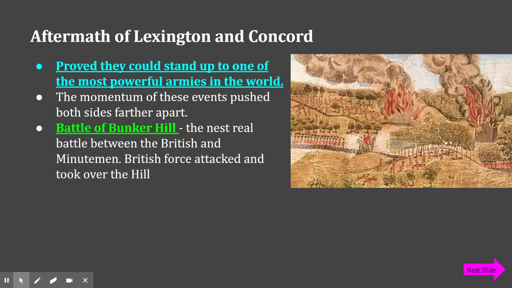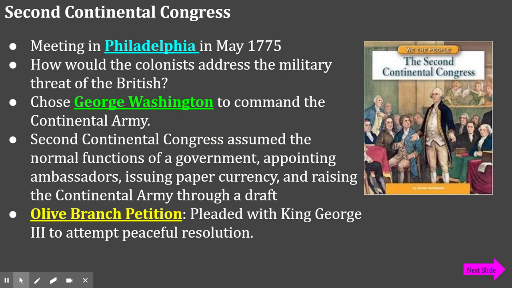The next real battle between the British and the Minutemen, the British forced attack and took over the hill. It actually didn't happen on Bunker Hill; it happened on Breed's Hill, which was next door. But it's another major battle happening here in the Boston area.